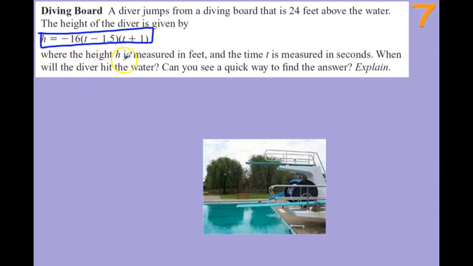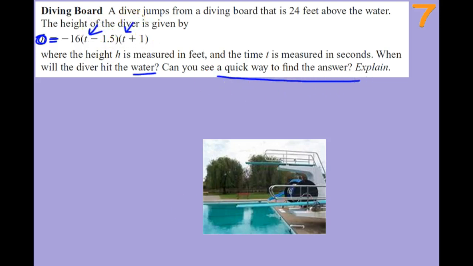It says the height is measured in feet, and the time is measured in seconds. When will the diver hit the water? It says, can you see a quick way to find the answer? Well, we know the height at the end, it better end on the ground or at the surface of the water, which is 0. So, what's a quick way to find the answer? Figure out what is t.